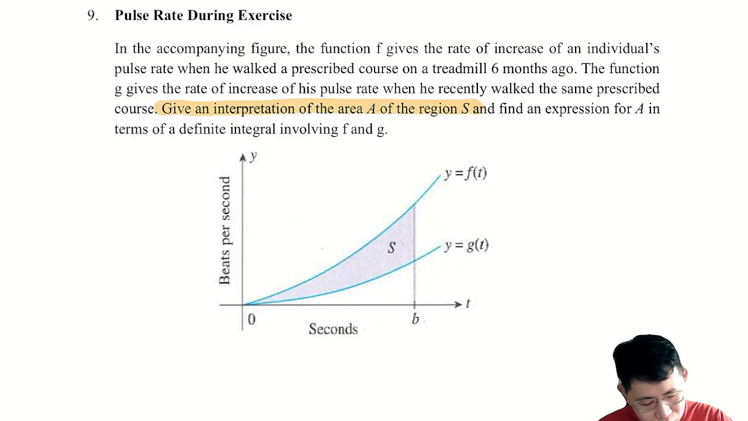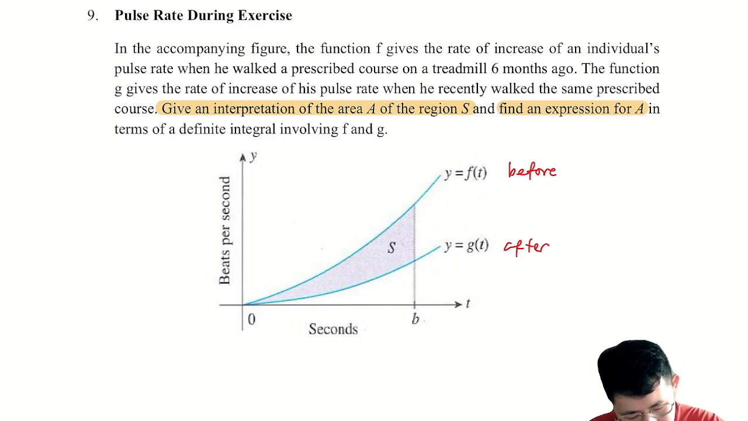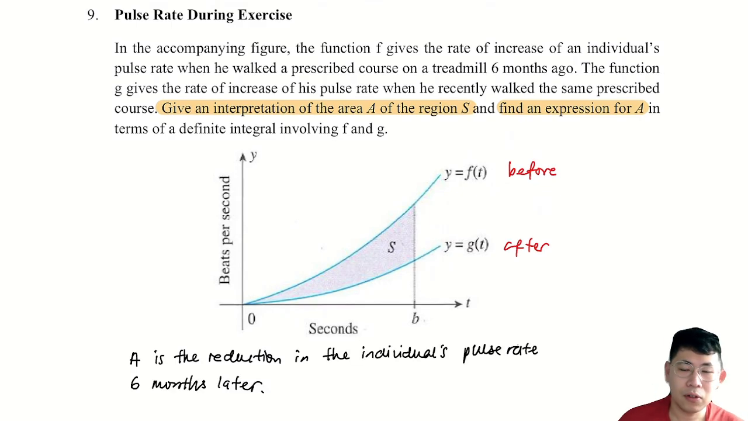Give the interpretation of the area of region S, and we want to find an expression for A in terms of this. Okay, so what is going on is, now what is S? Because we see that initially, this is like before, 6 months ago. This one will be after, right? So the increase is actually lower, right? So what we mean by this area is actually the amount of reduction. Okay, so we can say that A is the reduction of the person's heart rate. Something like that. Right, a reduction in the individual's pulse rate 6 months later.